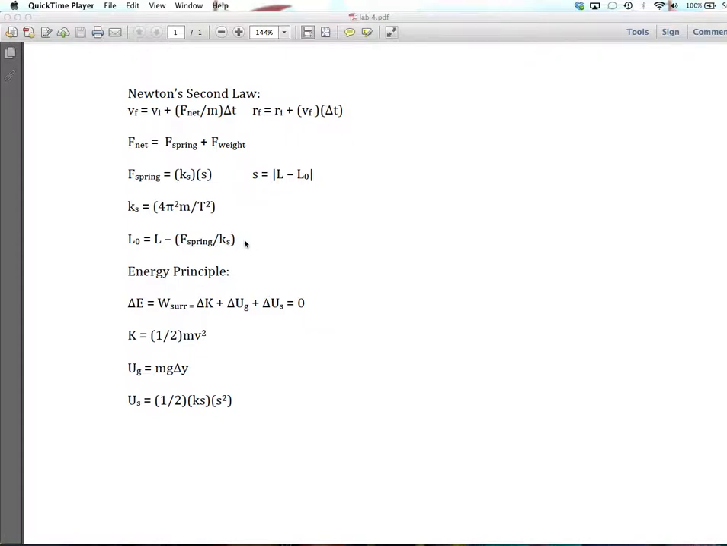The energy principle equations deal with kinetic and potential energy and the conservation of these values. The principle states that within the system chosen, which in this case was the Earth, the mass, and the spring, the total change in energy should be 0. This means that the work done by the surroundings should be 0, so the addition of the kinetic and potential energies from the Earth and object and the spring should also be 0. Those equations look like this.